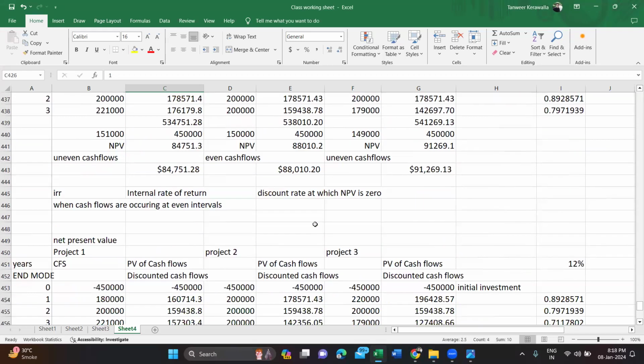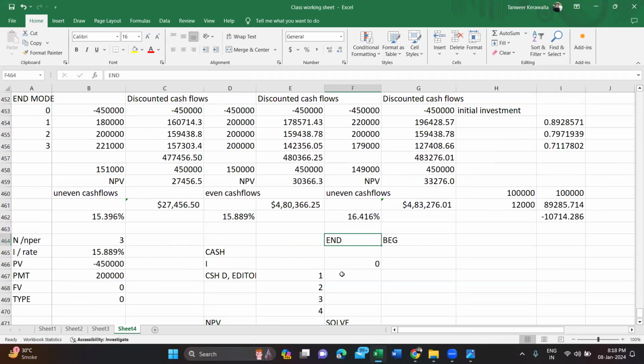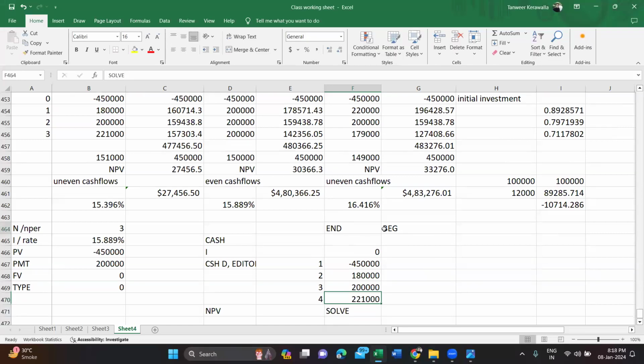So if I am in end mode, at the beginning of year one, what's happening? I am giving 4 lakh 50,000, so minus 4 lakh 50,000, right? Then beginning of year two, that means end of year one. What is happening at end of year one? 1 lakh 80,000 we are receiving. So 1 lakh 80,000. Then 2 lakhs and 2 lakhs 21,000. So whichever mode you are doing on the calculator, 1, 2, 3, 4 means beginning of first year, beginning of second year, beginning of third year, beginning of fourth year.